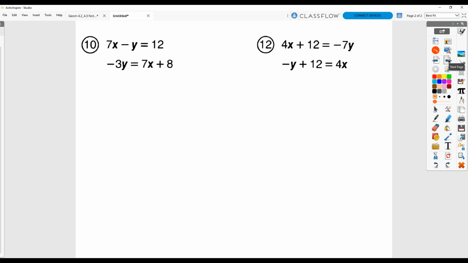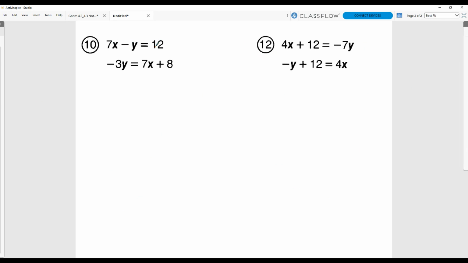Take a look at problem number 10. We have 7x minus y equals 12. And then this bottom one, we have negative 3y equals 7x plus 8. So the way it's written right now, it's not set up for substitution because we would need either x or y alone. And if you look at either one of these, neither one has x or y alone. So substitution doesn't work right now.